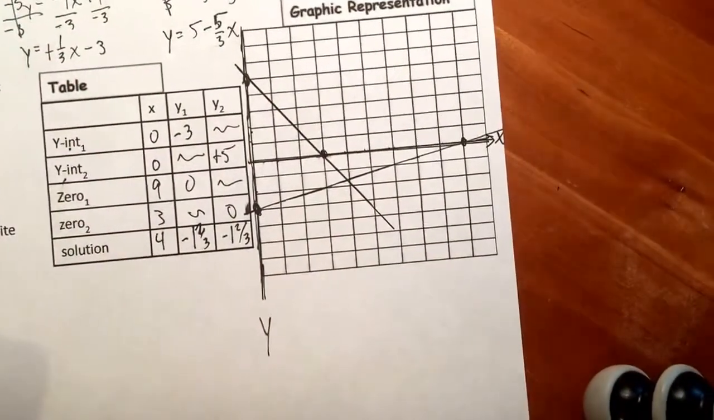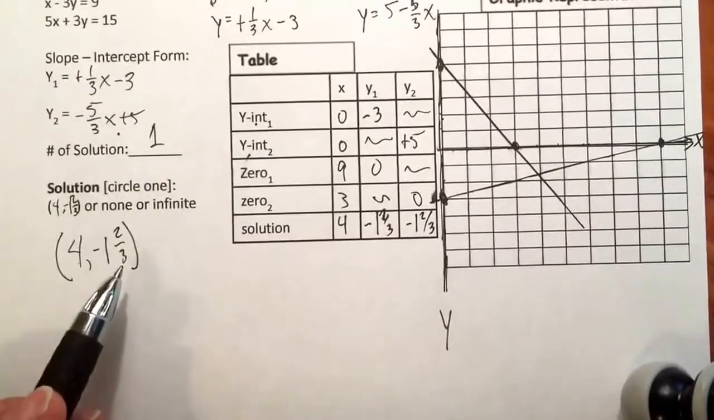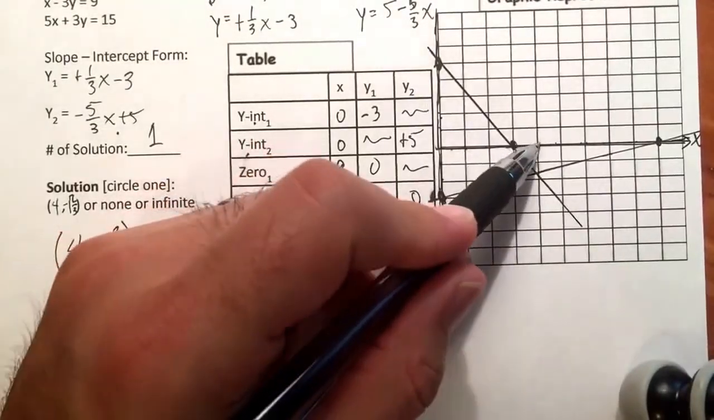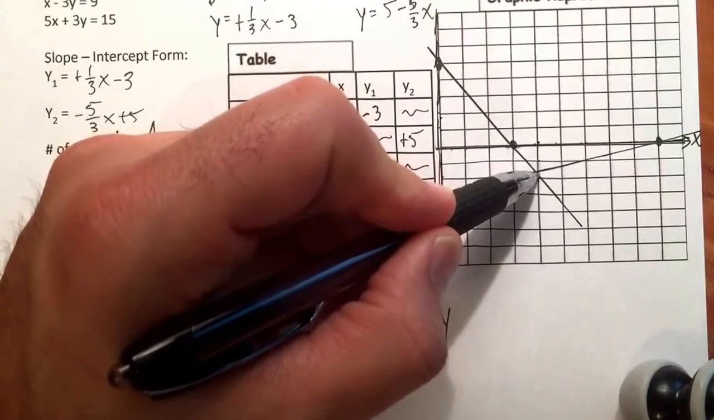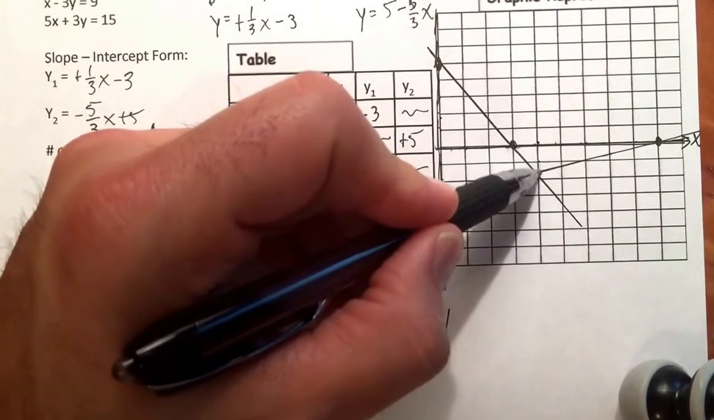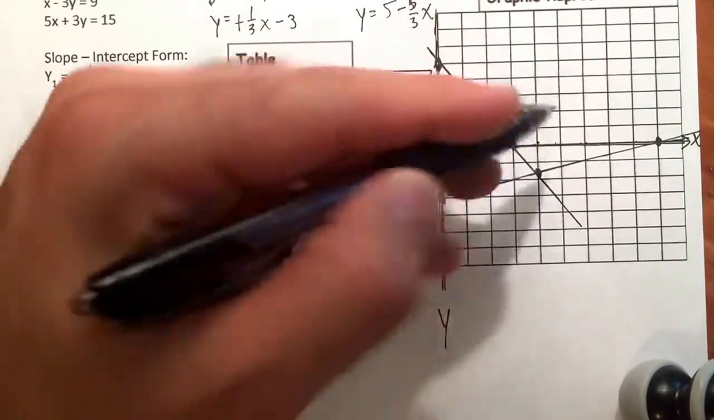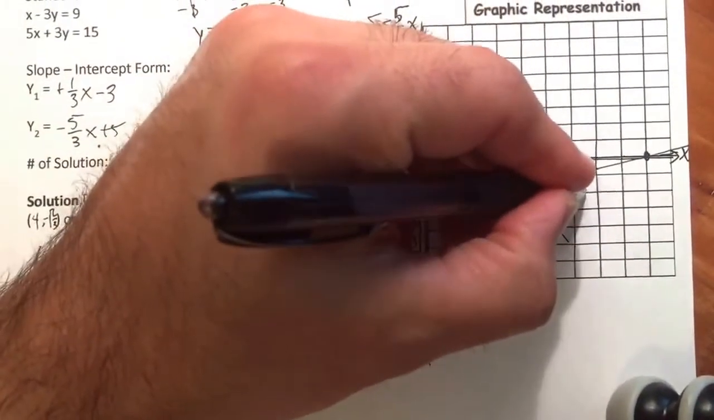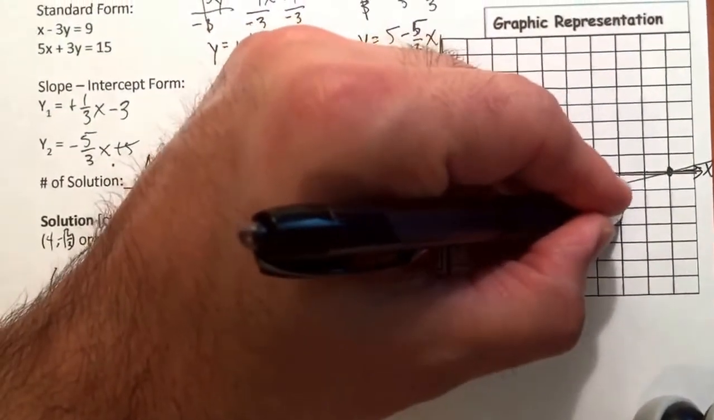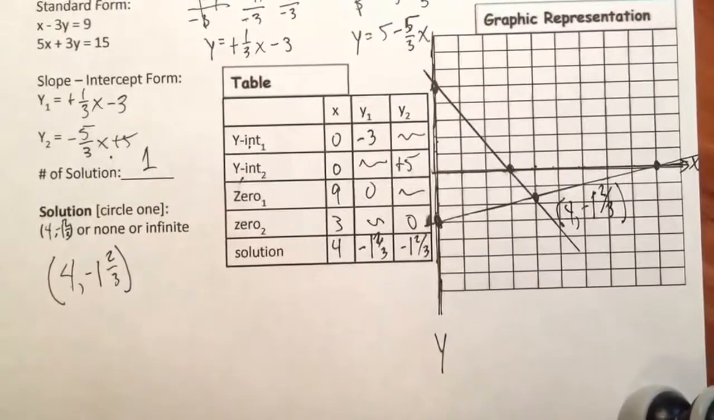Remember we said it was 4, negative 1.3. So 1, 2, 3, 4, and 1 and a little bit. I'm slightly off. The intersection point needs to be right there at 4, negative 1 and 2/3. And that's what you need to do.